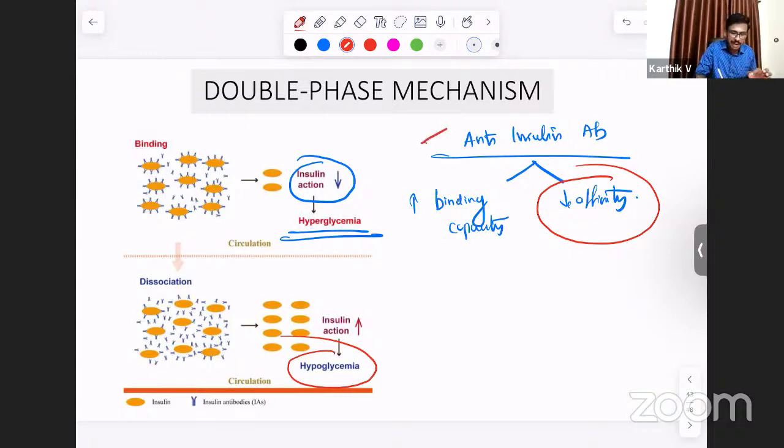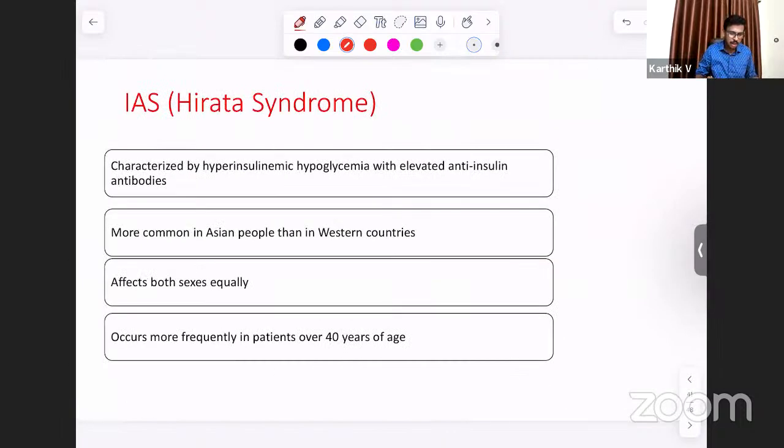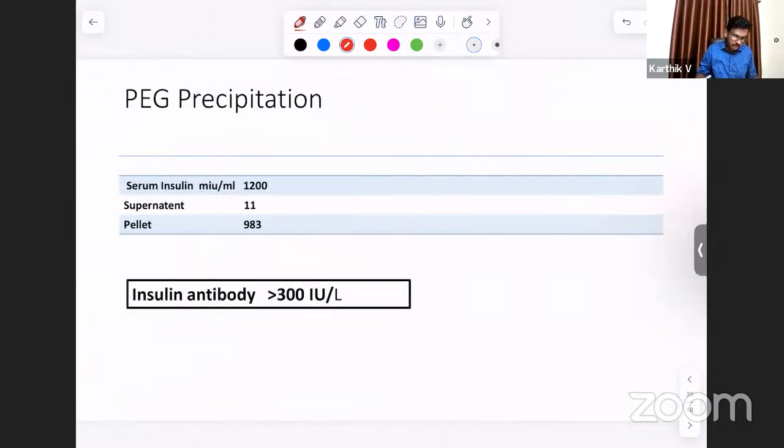So the culprit is the anti-insulin antibody, which has a high binding capacity. That means it can bind to a whole number of insulin molecules with low affinity. Low affinity is the cause for the release of insulin in the late postprandial period. So in the patient, the serum insulin is 1200 and the insulin antibody was also very high, more than 300, confirming the diagnosis of Hirata. So polyethylene glycol precipitation is one diagnostic test that we use to confirm Hirata.